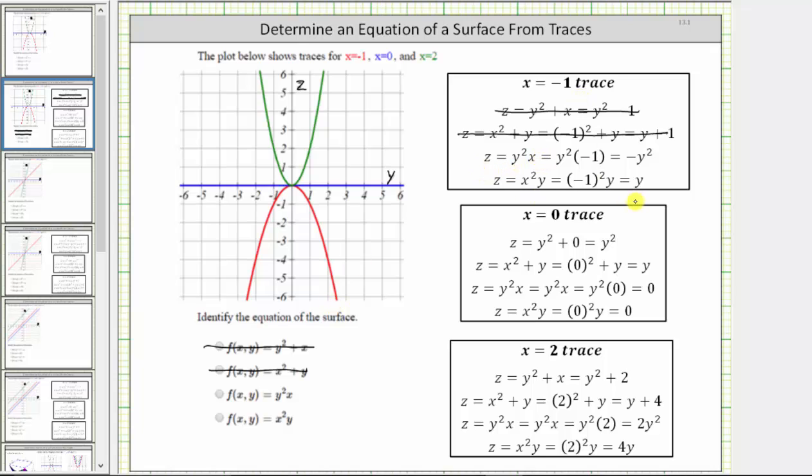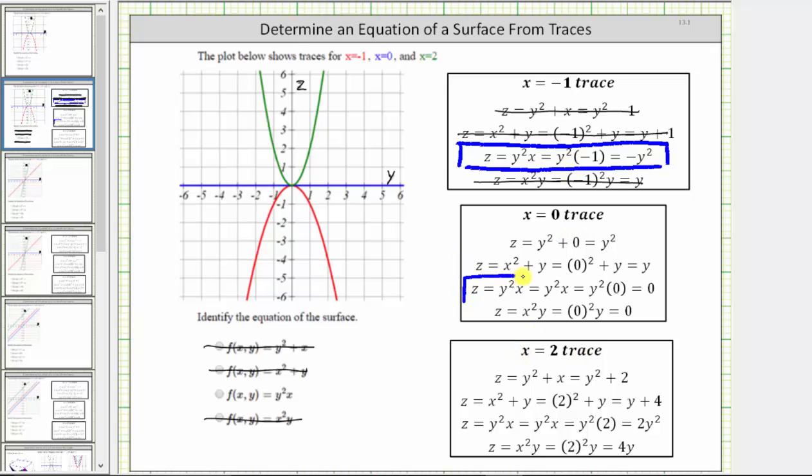Let's check the next trace. Here we have z equals y. This would be a line with a vertical intercept of 0 and a slope of 1, which is not graphed, and therefore the surface cannot be the fourth function z equals x squared y. So at this point, by elimination, we know the surface must be from the function z equals y squared x. But let's also check the x equals 0 and x equals 2 trace for this function.